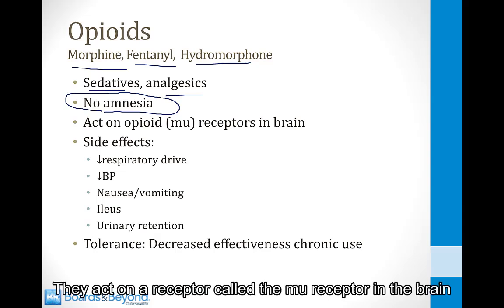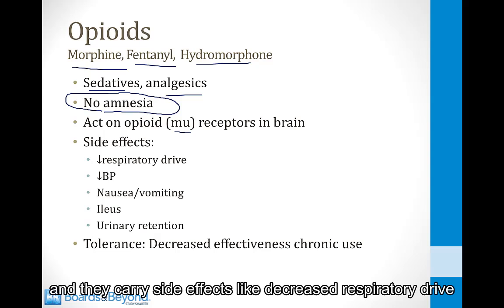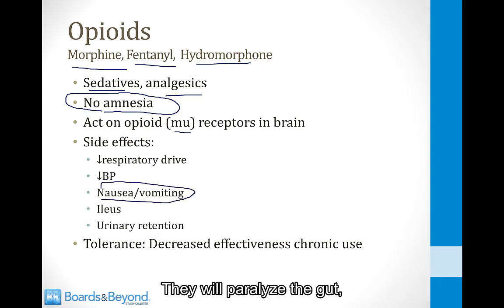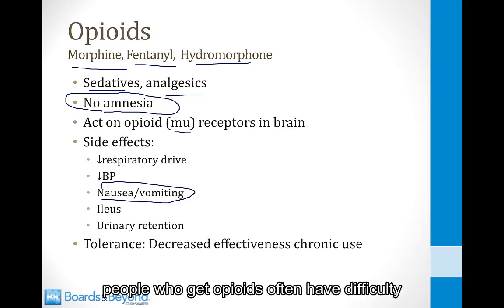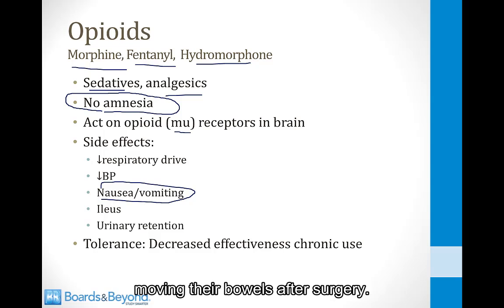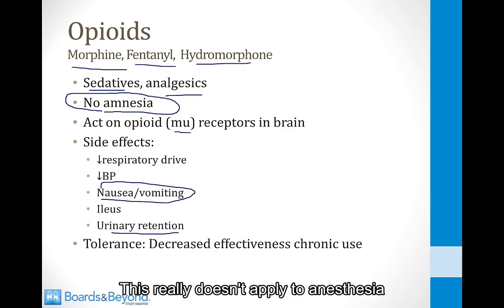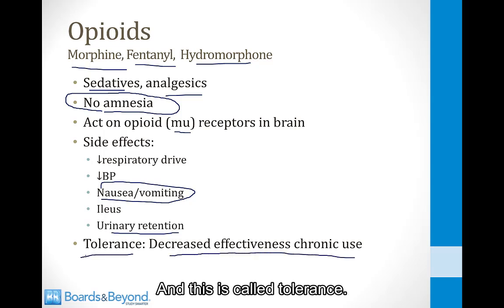procedure. They act on a receptor called the mu receptor in the brain, and they carry side effects like decreased respiratory drive, decreased blood pressure, nausea and vomiting. They will paralyze the gut. People who get opioids often have difficulty moving their bowels after surgery, and they cause urinary retention. And people who take these chronically as pills, this really doesn't apply to anesthesia, but if they take them chronically, they start to lose their effect over time, and this is called tolerance.